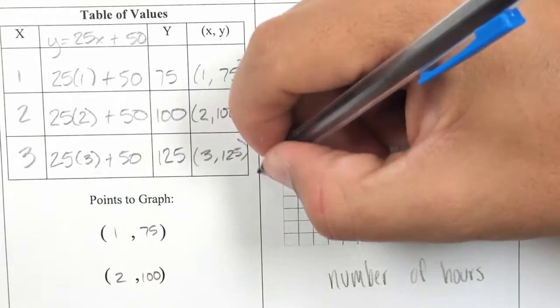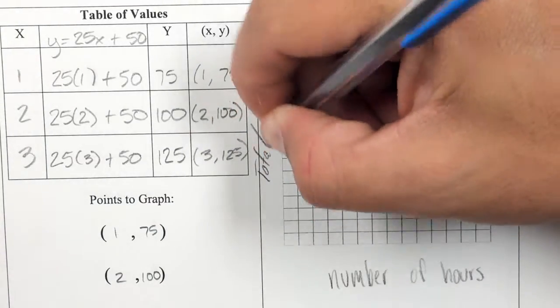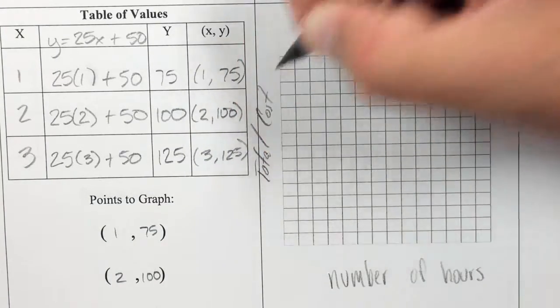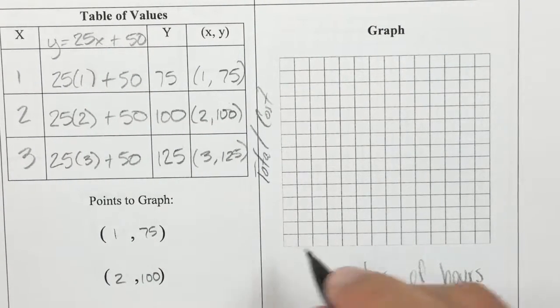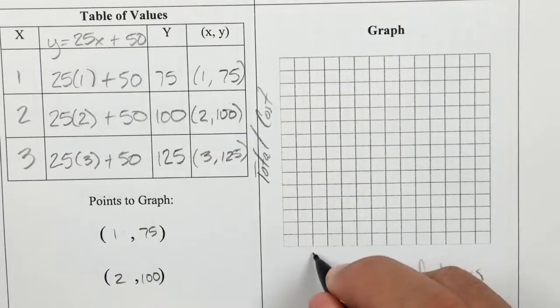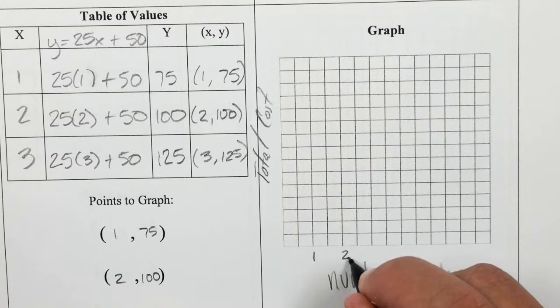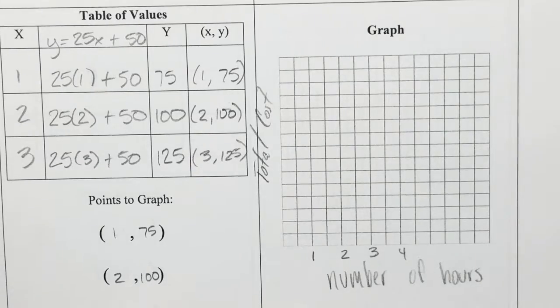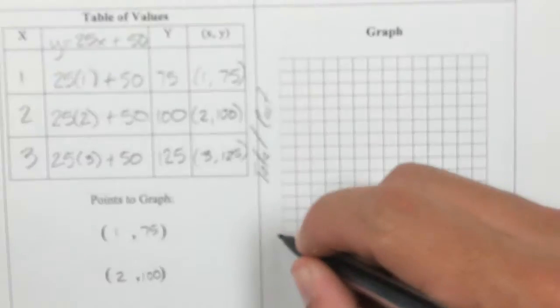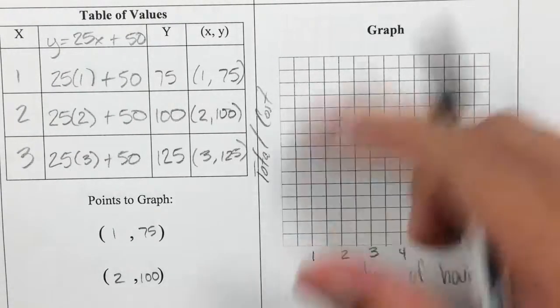And the Y will be total cost. Now we've got to make our scale. All right, I may just say 1, 2, 3, 4. I'm not going to list it all out. Okay, and then I may go up by 25s on my y-axis this time.